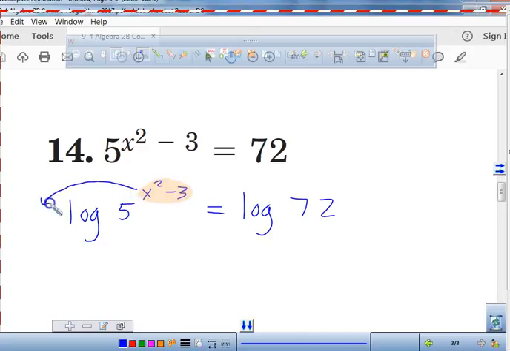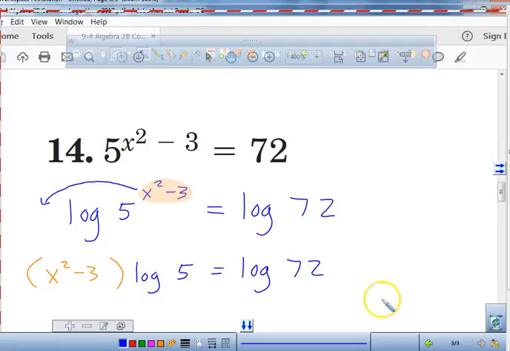Move it up front. Now, when you move this up front, when you have an expression, not just one variable, my suggestion is that you take that expression and put it in parentheses, because you're taking that whole expression and moving it up front. Now, there is more than one way to solve this problem. I'm going to try to do what I think is the easiest way, okay?